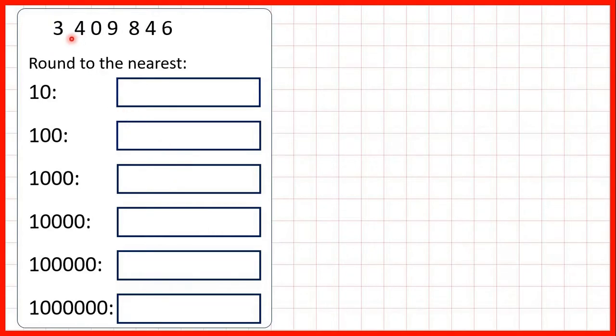Now we have 3,409,846. To round to the nearest 10, we find our tens digit and look at our ones digit. That's a 6, and if we have 5 or more, we know that we're rounding up. So we add 1 to the digit that we've circled, so this 4 becomes a 5, and then our ones digit turns into a 0, with digits to the left of what we've circled always staying the same.